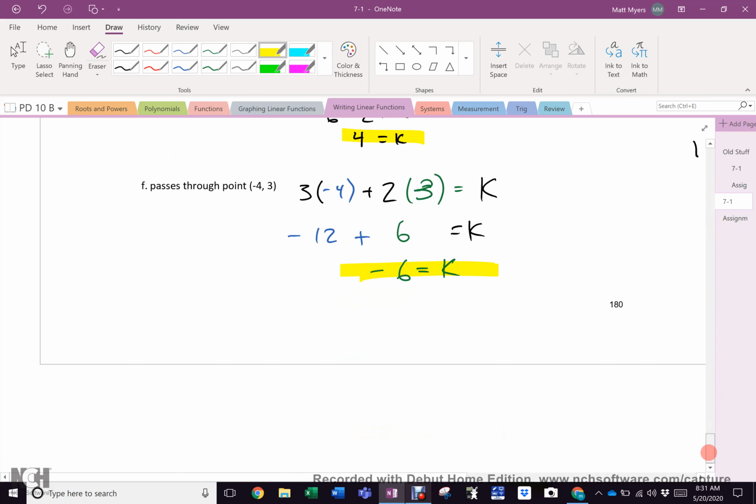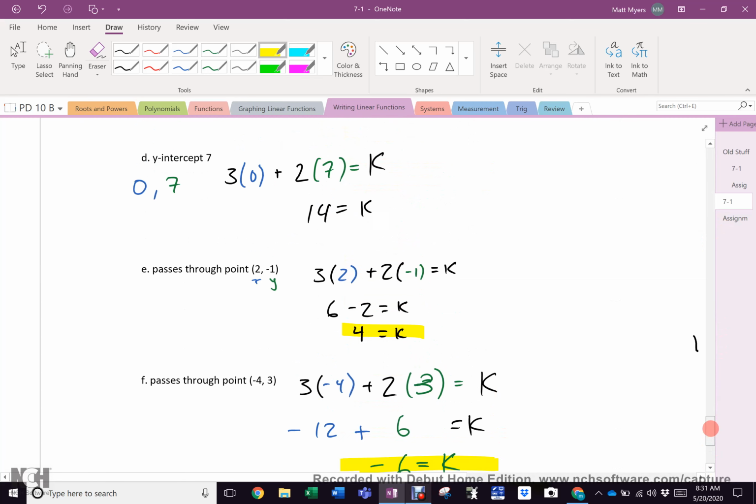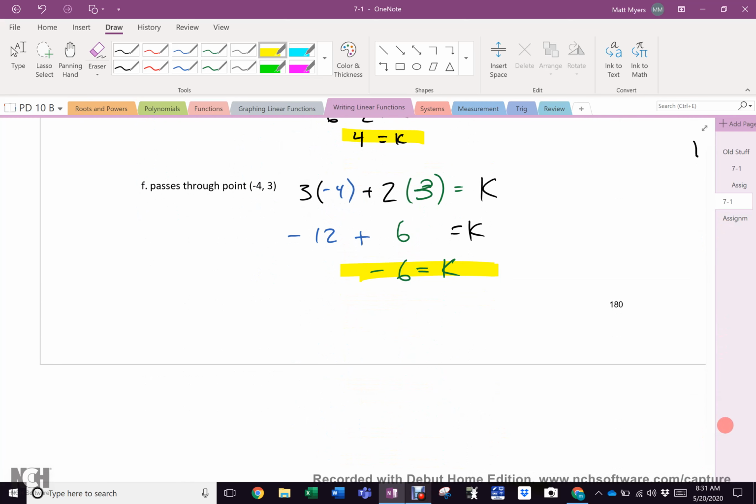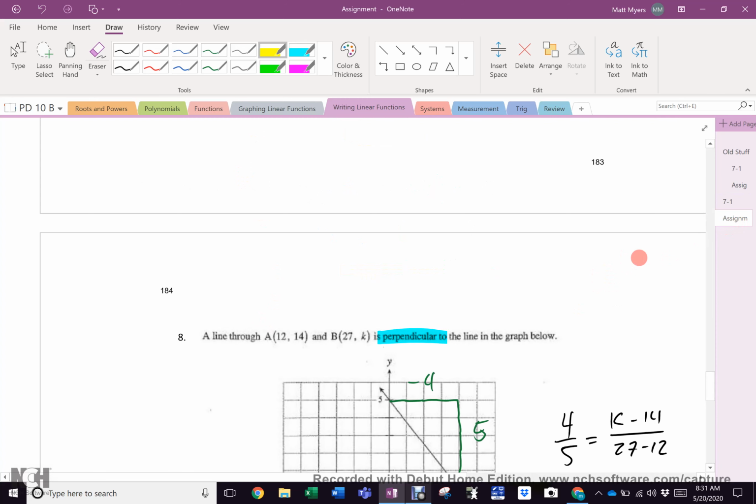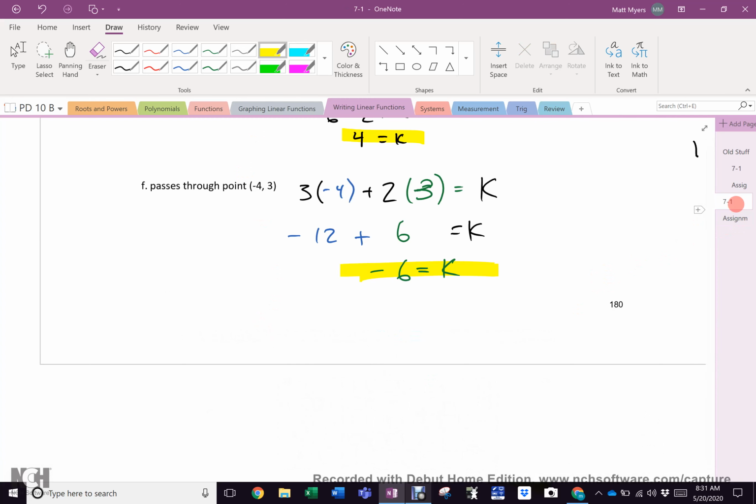Your job, I can't actually remember what I wanted you to do here, so I'm going to pause for a sec. So what I want you to do is do the next assignment. Now it says it's an assignment. It's pages 181 to whenever it ends.